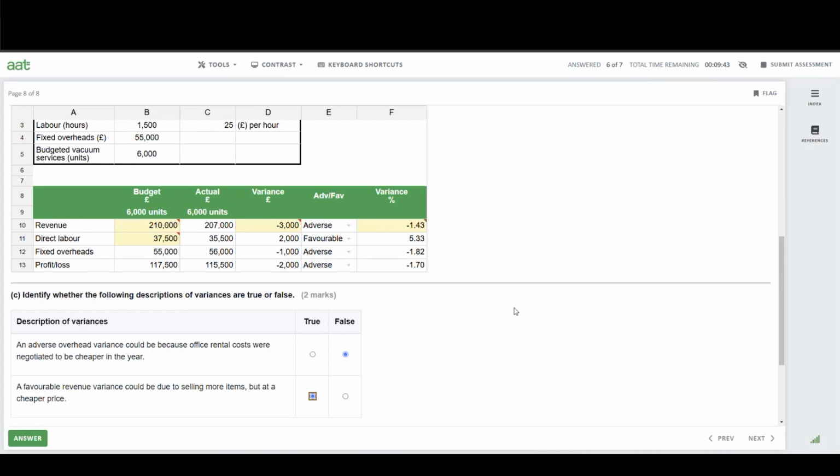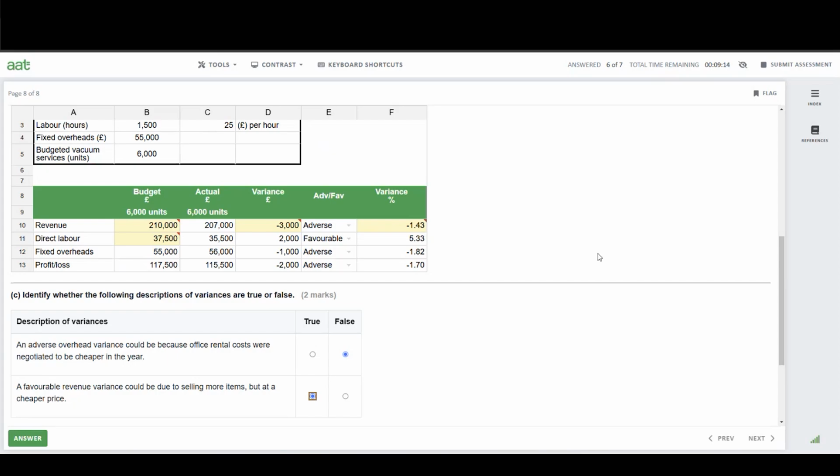Double check that number formats are correct: 2 decimal places, whole numbers, zeros in unused cells, etc. Minus signs on adverse variances. Make sure that you have followed all of those instructions. If you've still got time left after that, you can go back and start double checking calculations. You can go back and start checking things like the true false answers. So that's it. That is practice assessment 2 complete.